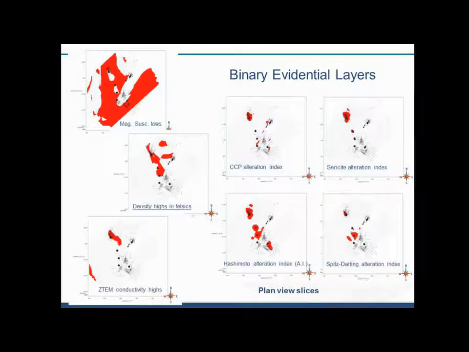So you can see here, these are the inversion binary properties: susceptibilities, densities, conductivities, and then these are the alteration indices, and you can see that there's a close spatial relationship, but then it was also derived from drilling as well.